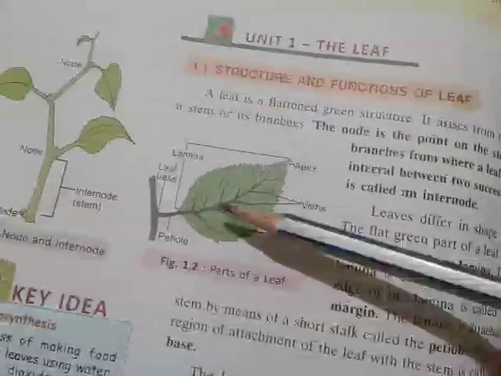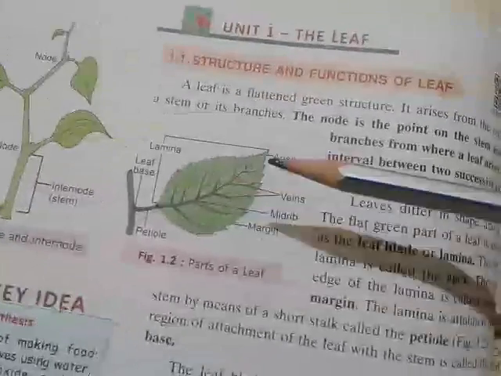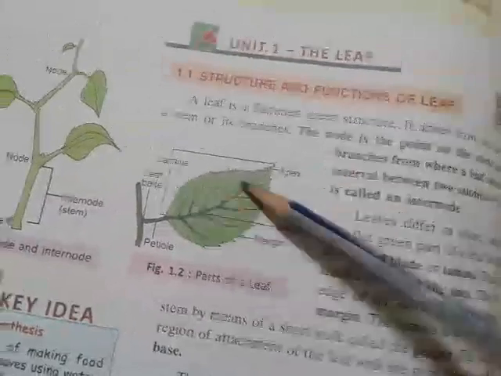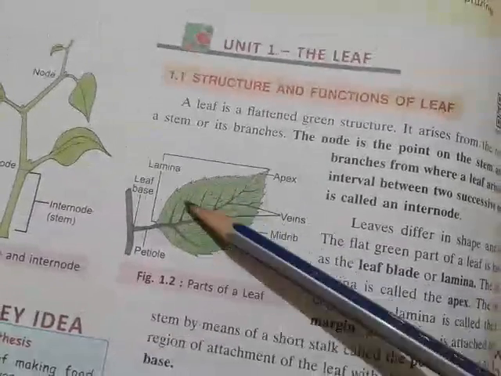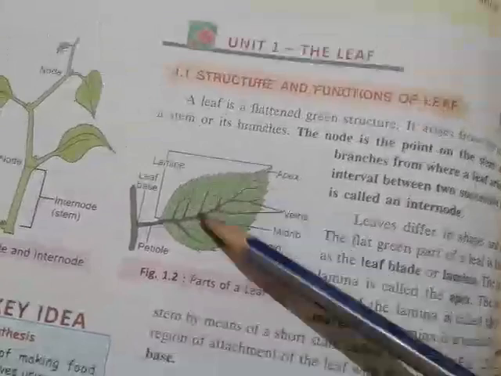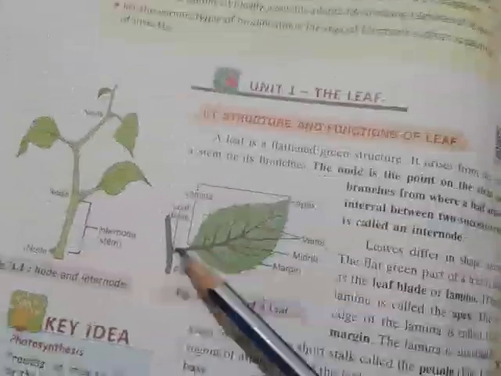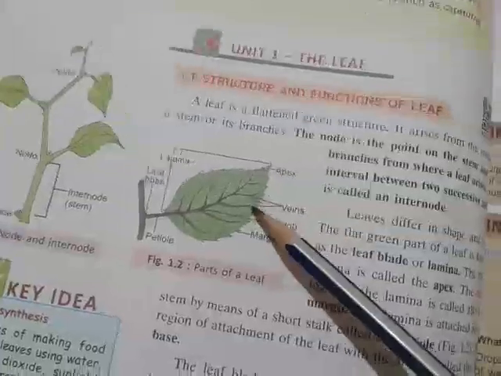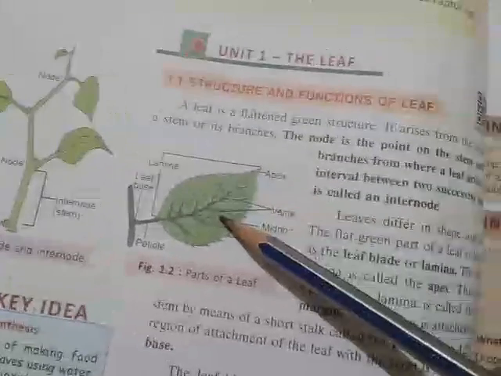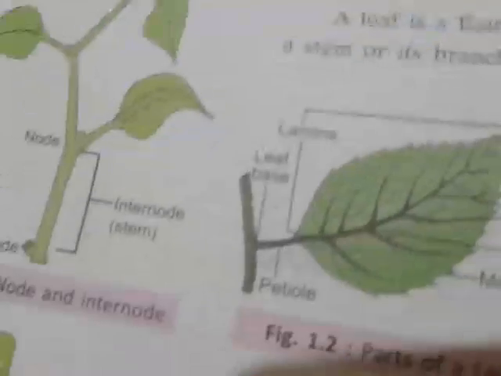The leaf blade, or lamina, has fine veins forming a network through its structure. See, this is a network-like structure. This pattern is called venation. So what have we learned from this figure? We have learned the parts of the leaf: the apex, veins, and some veinlets also. See students, this small portion is the veinlets.